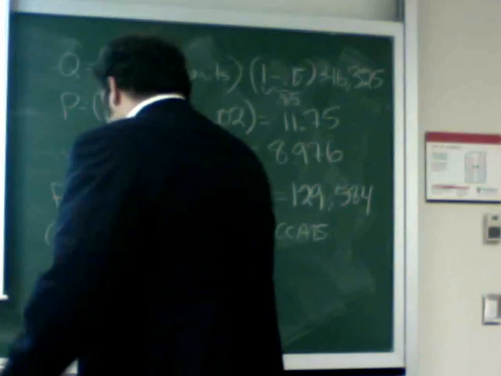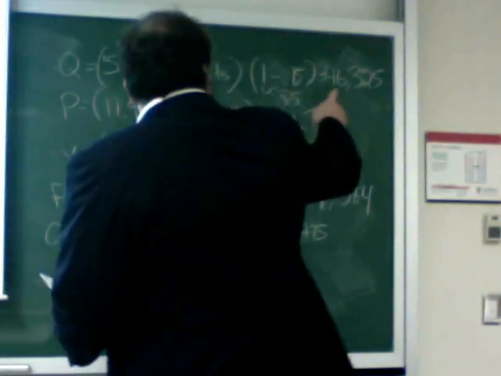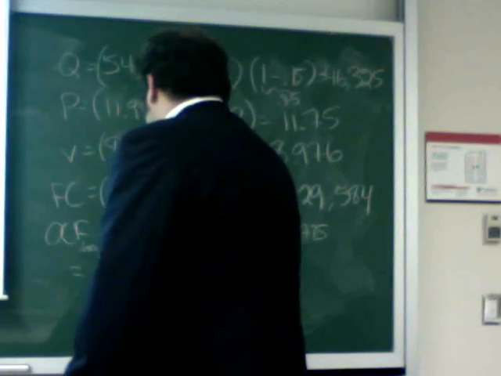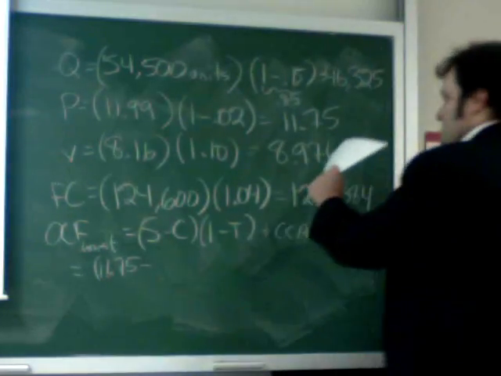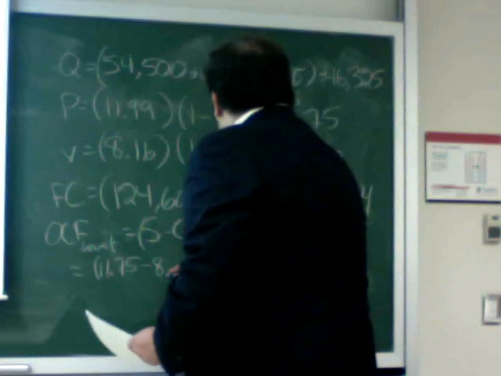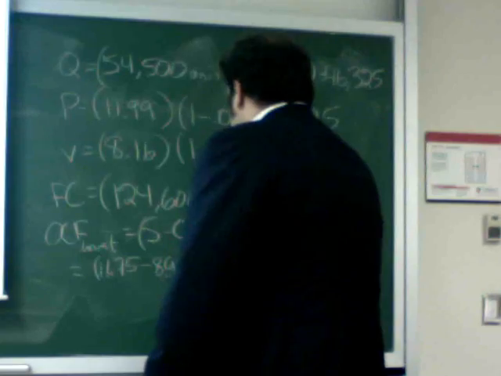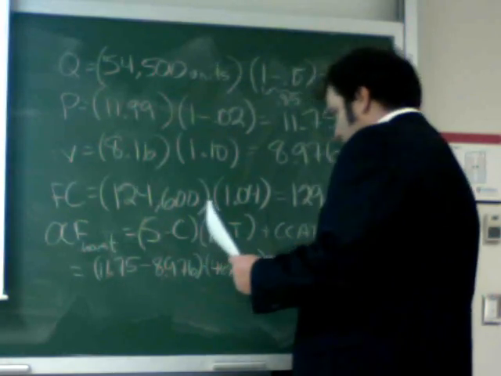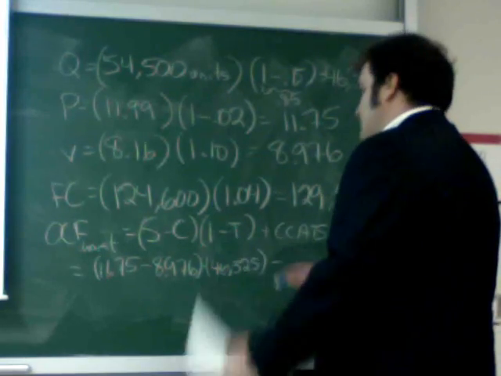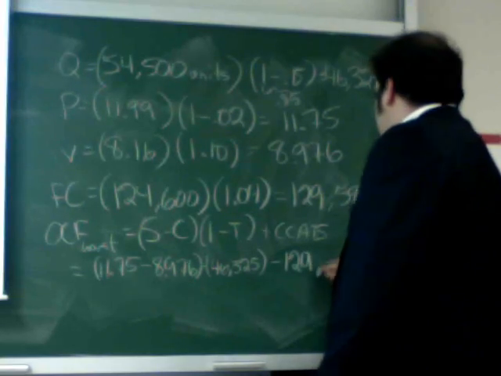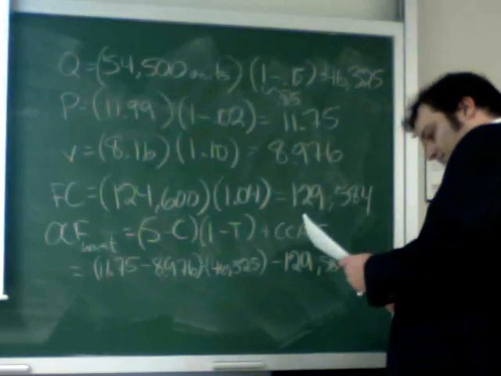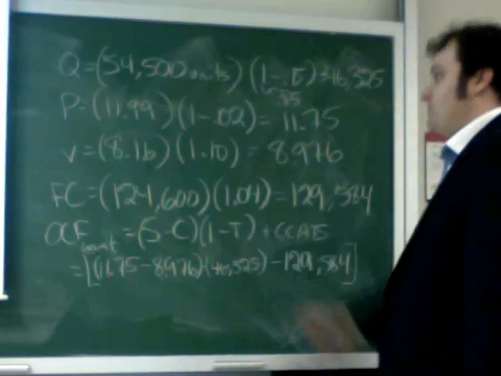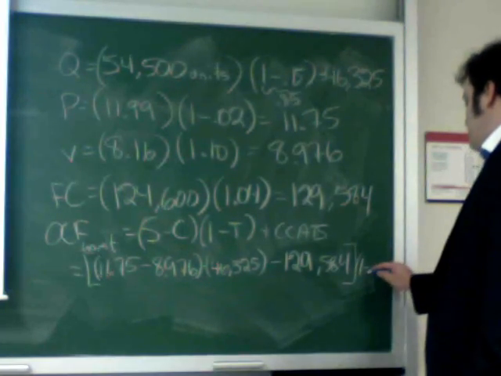So what are the sales? It's the price, 11.75, minus the variable cost, 8.976, times the quantity, 46,325, minus the fixed costs, 129,584. So that's the pre-tax. That's your S minus C. You've got to multiply by 1 minus the tax rate, which is 1 minus 0.35.